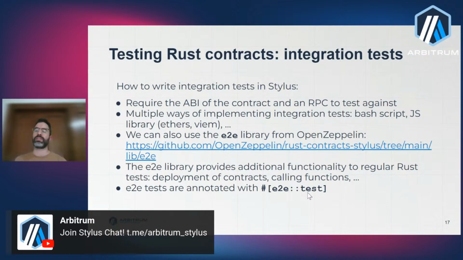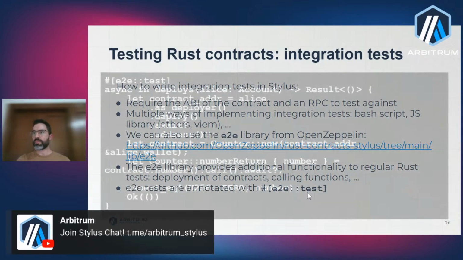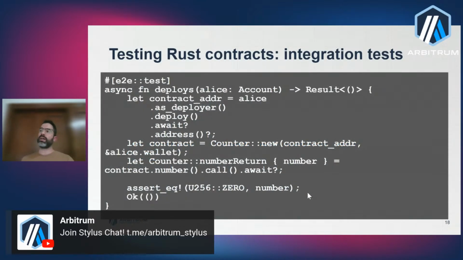Okay, for example, it allows us to deploy contracts, to call functions through the RPC. It allows us to access VM affordances, well, because we are calling the RPC actually. And we are going to write them the same way we write regular integration tests, but in this case, we are going to annotate them with E2E test, okay? So this is one example. This is actually a basic example that just deploys the counter contract and calls the number function.